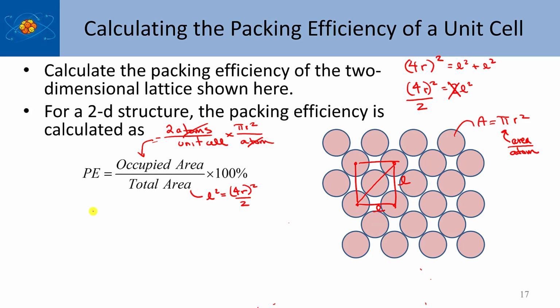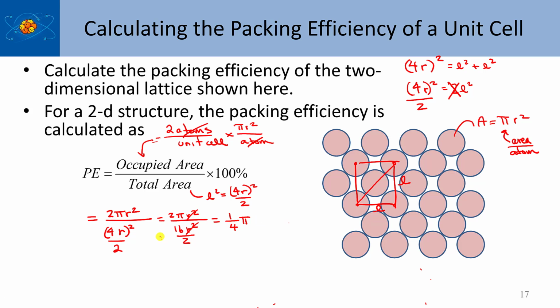Okay, so let's just rewrite this. I have 2 pi r squared, that's my occupied area. And then I have 4r squared over 2. So I'm just going to do the algebra and expand that out. 2 pi r squared divided by 16 r squared over 2. You notice my r squareds cancel. So what I'm going to end up doing is simplifying. I have 16 over 2, so that's 8. So 1 over 8 is a quarter, pi, times 100.